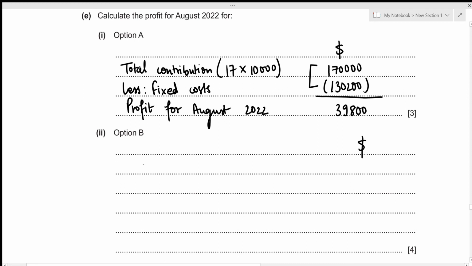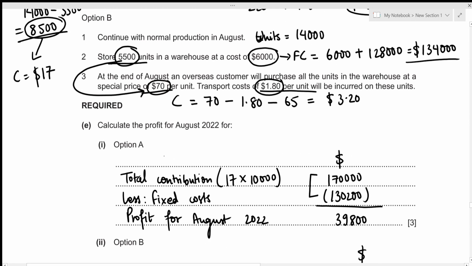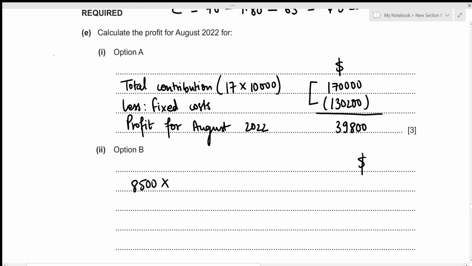Okay, let's figure out our contribution for 8,500 units. For 8,500 units, our contribution per unit remained the same, which was $17. So let's multiply it. This gives the contribution to be 8,500 times 17, which is 144,500.